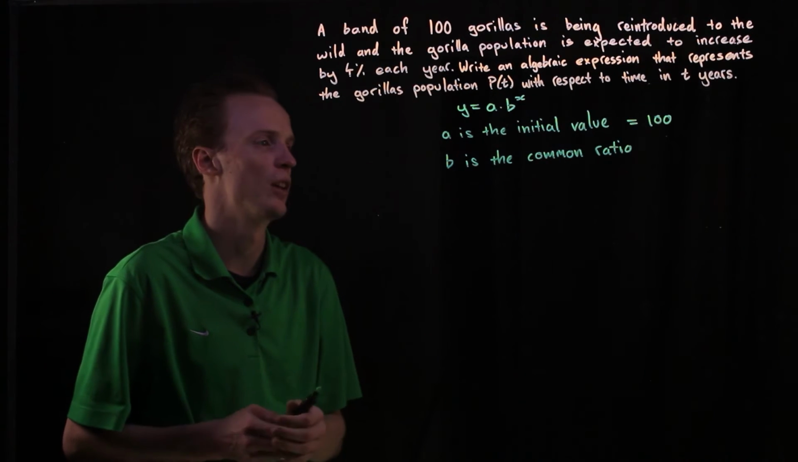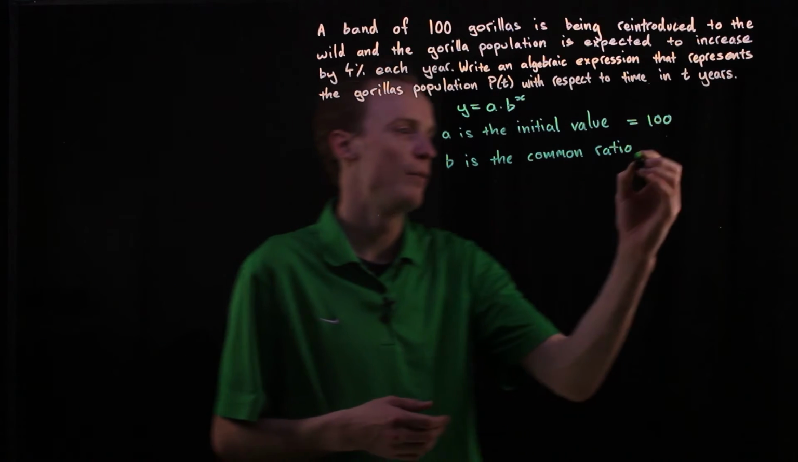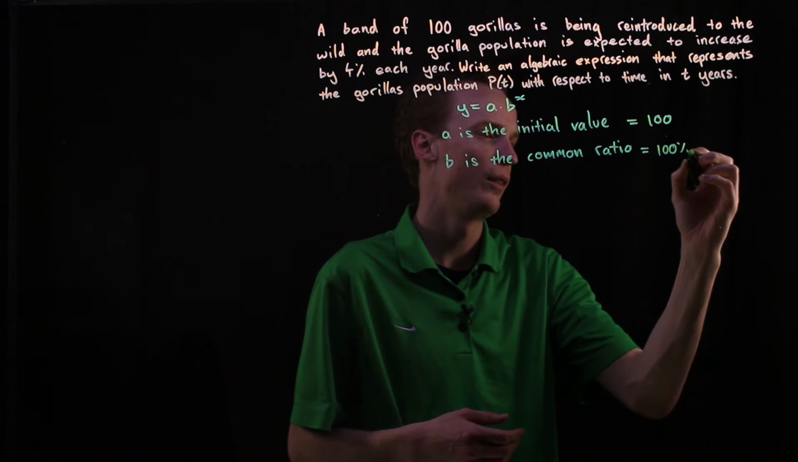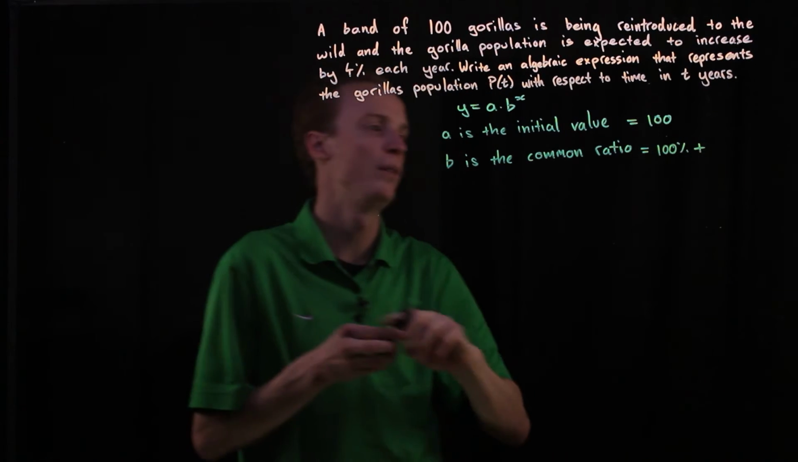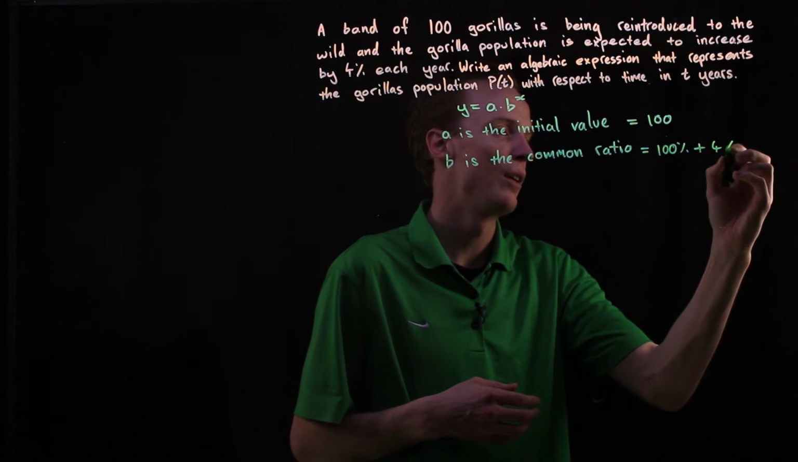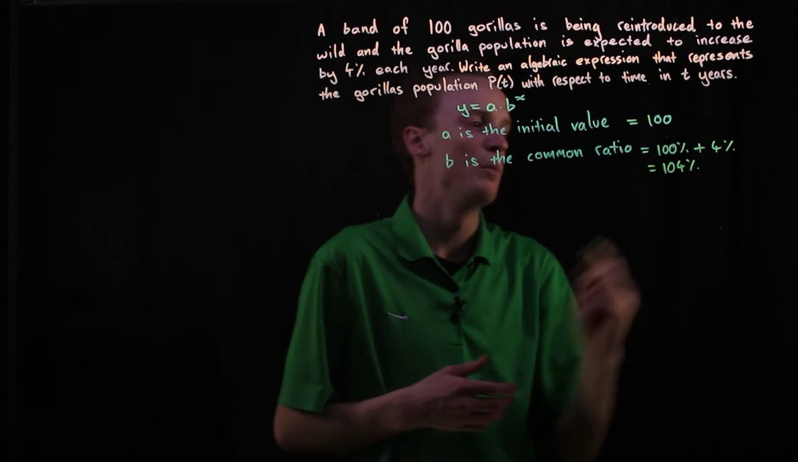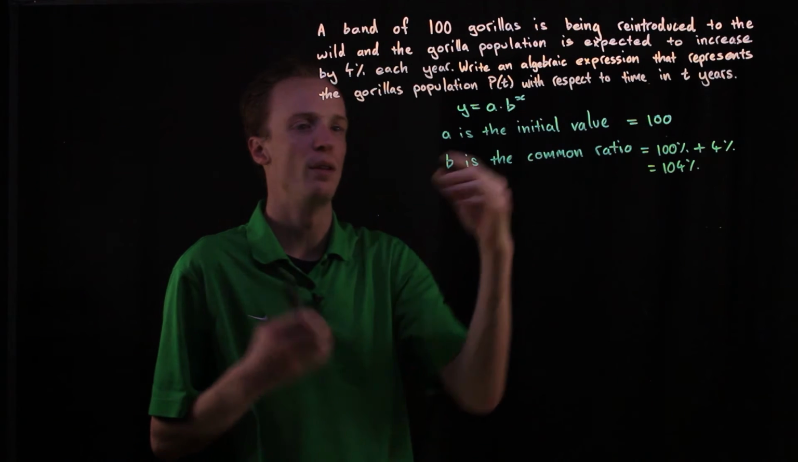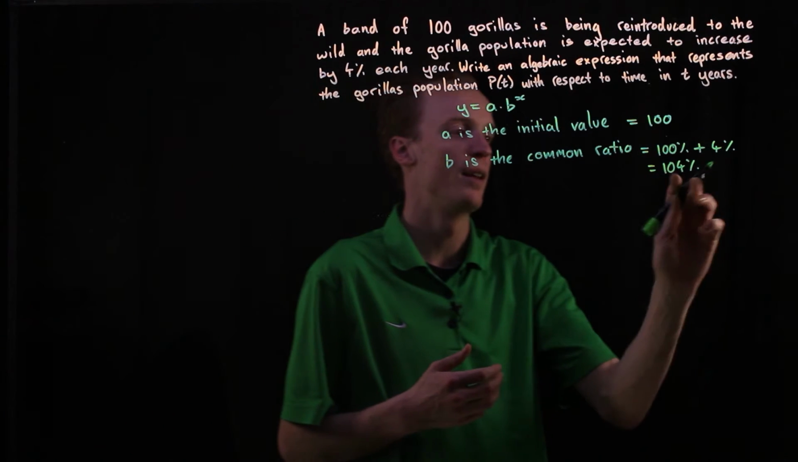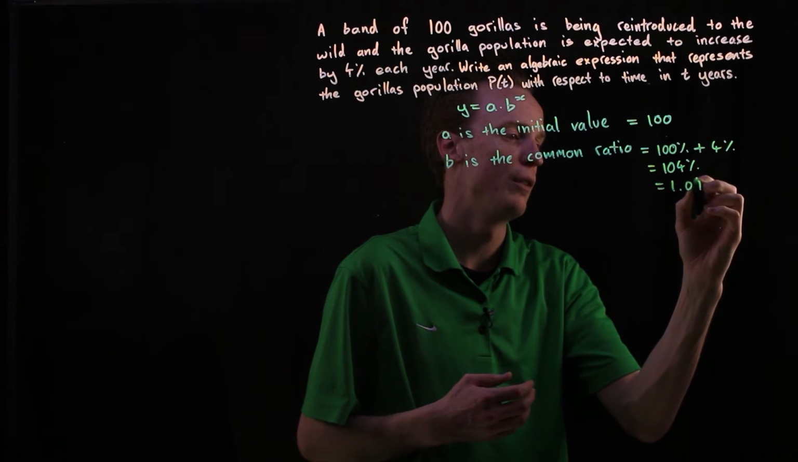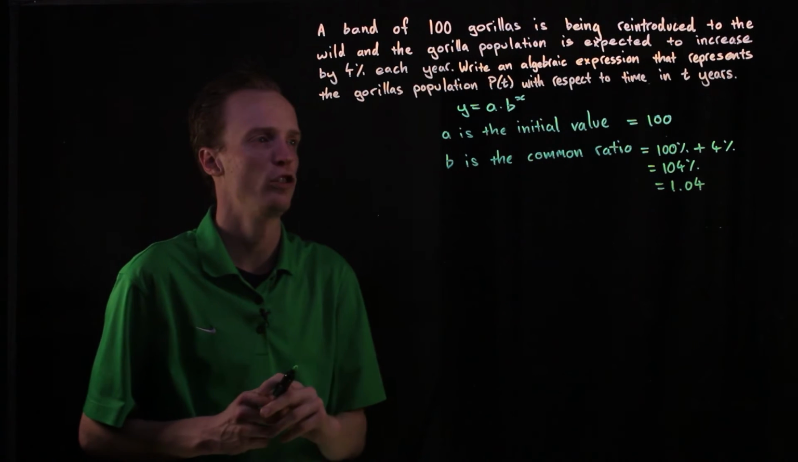It's increasing each year, which means that we're going to have 100% plus an extra 4% each year. So that will end up being 104%. But of course, when we put this into the equation itself, we need to represent it as a decimal. So that'll be equal to 1.04 when it goes into the function.